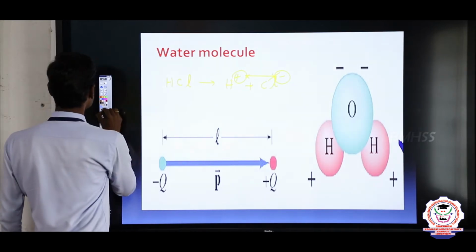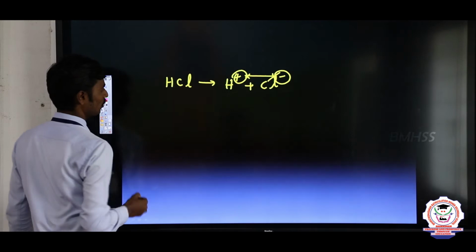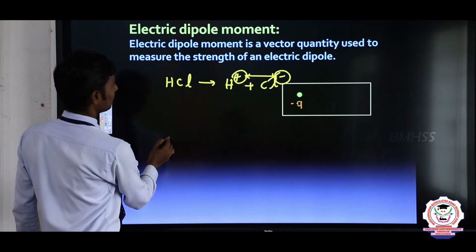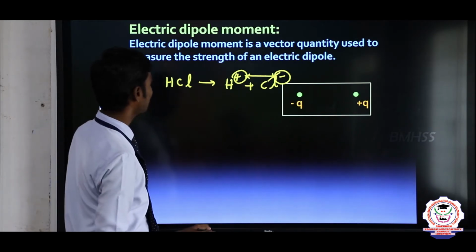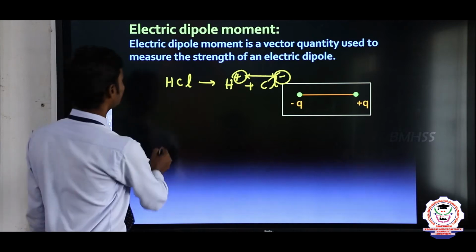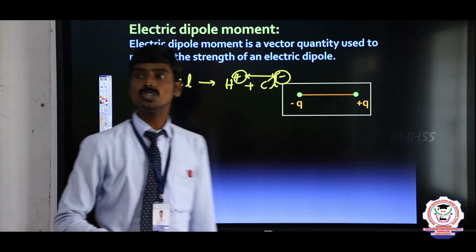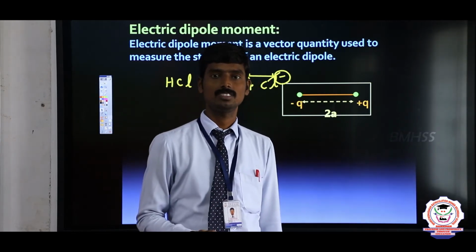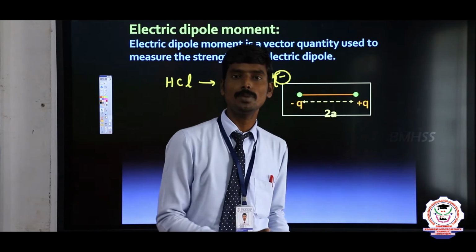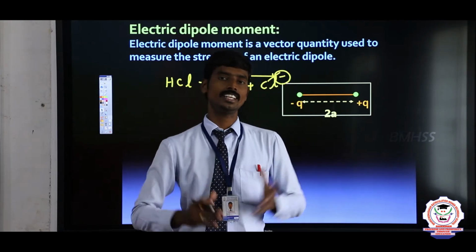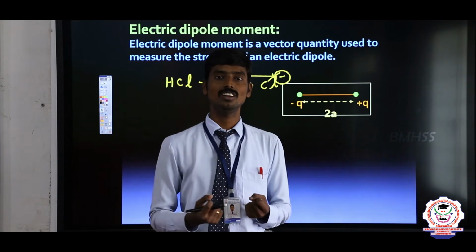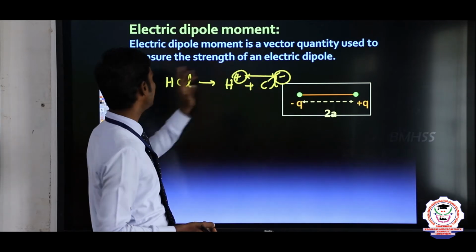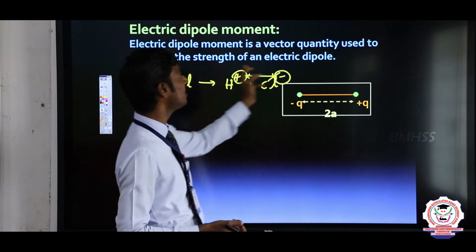The next one is electric dipole moment. The electric dipole moment is used to measure the strength of the electric dipole. What is the strength of the electric dipole? Now I will discuss. The electric dipole moment is a vector quantity. It is used to study the strength of the electric dipole.